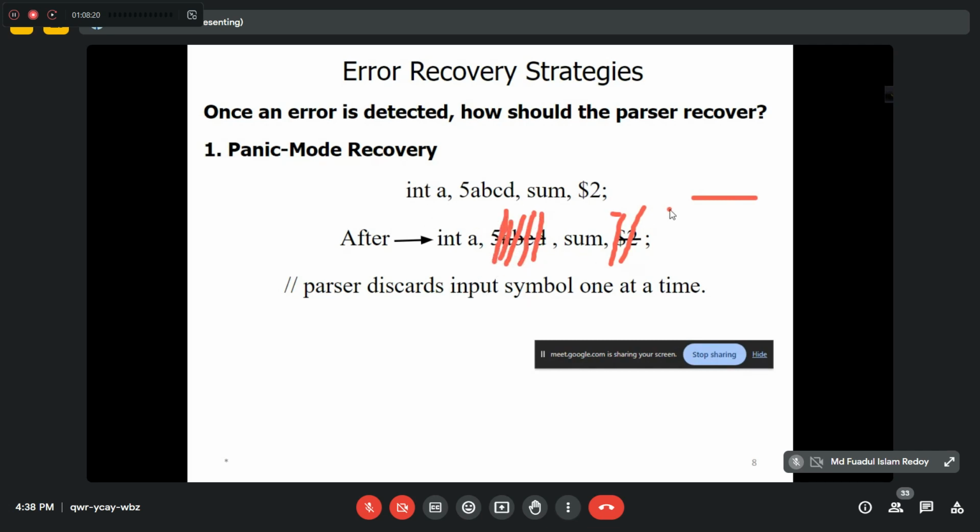Because we know that in panic mode recovery only one character is discarded at a time. That's why you need to cut like this, not this one. So this one is different. Okay, so you need to cut like this. Everyone got it?